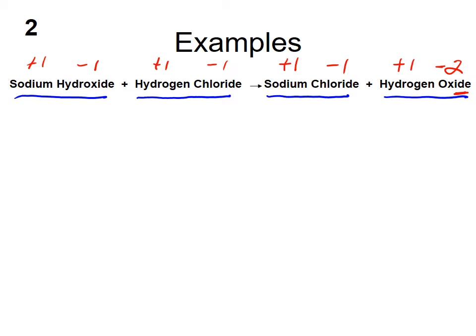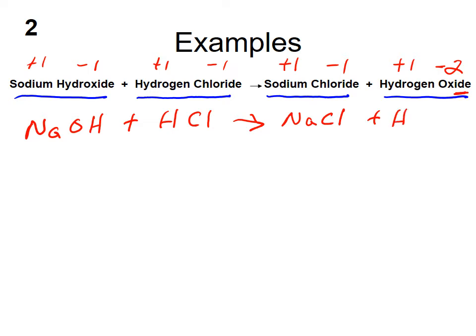And then I can write out my binary compounds. So since those two add to 0, they just go together. NaOH plus hydrogen chloride, HCl, will give me sodium chloride, NaCl, plus, this one I have to cross, so that'd be H2O, water.